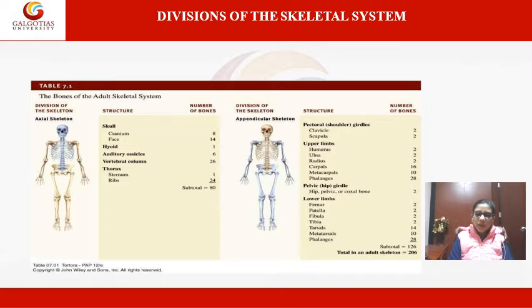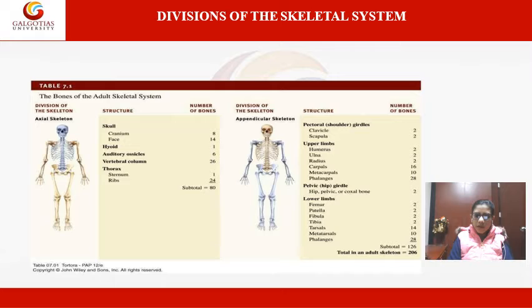Then you come to the upper limbs. In the upper limbs there are two humerus, two ulna, two radius, 16 carpal bones because each side has 8. We will be learning all of them together for both sides. Then 10 metacarpal bones, 5 for each side, and then 28 phalanges.